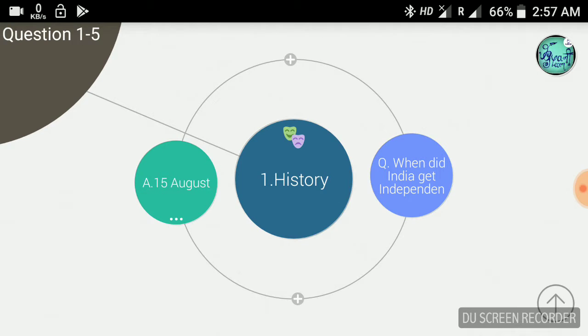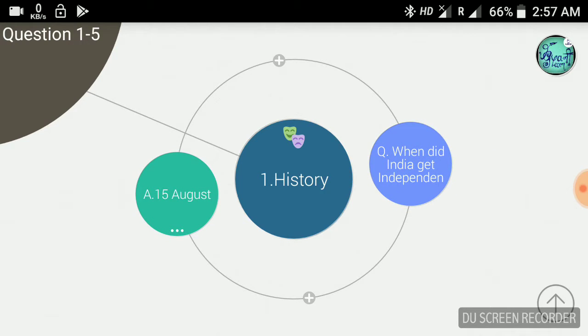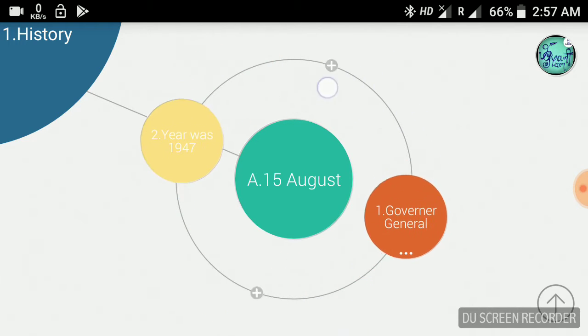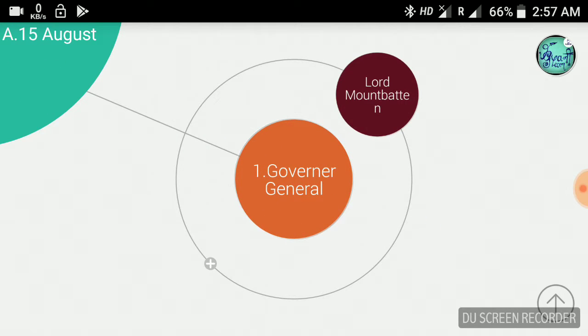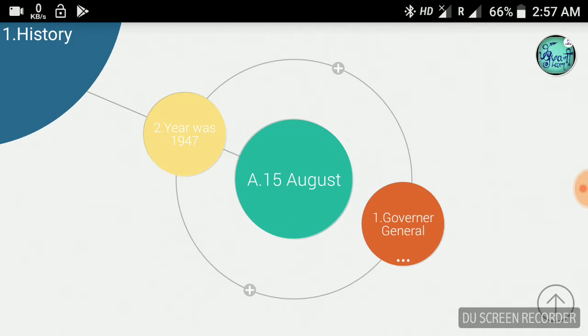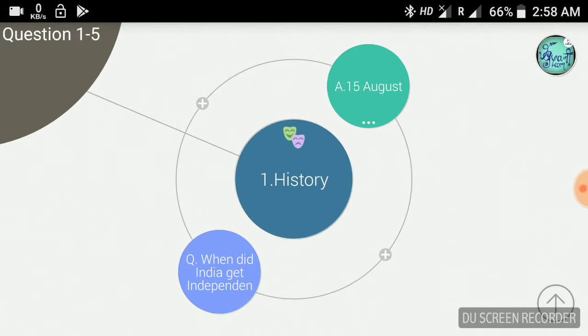I know that it seems funny that for a 50,000-60,000 game they are asking such very simple questions, but believe me, this is just the beginning. You all know that India got freedom on 15 August 1947, and while searching about this content, I came to know that the Governor General of that time was none other than Lord Mountbatten. Lord Mountbatten was the Governor General in 1947 when India got its freedom.